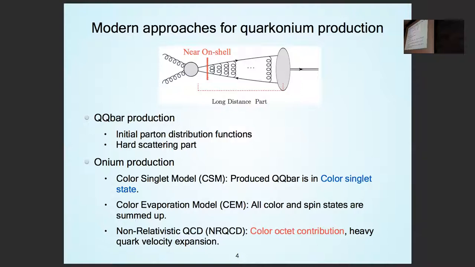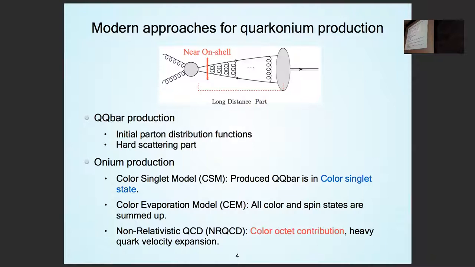So this is a typical diagram from two gluon fusion to some quarkonium state. In principle, these two lines are heavy quarks. This is a color singlet quarkonium. This is a long distance part. And in principle, this is a very complicated and unknown part of the physics. But in many cases, we can put some on-shell cut here because this propagator of the heavy quark is dominated by some pole. Okay, so let's cut here. The left hand side is the QQ bar production from gluon fusion, for example, in hadron scattering. So we need the initial parton distribution functions, and also the hard scattering part. And the right hand side is the quarkonium production, and this is very complicated.